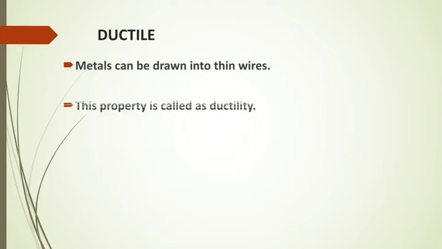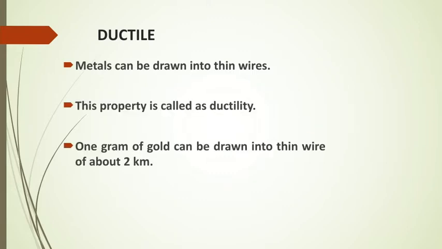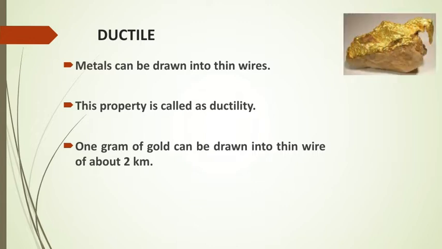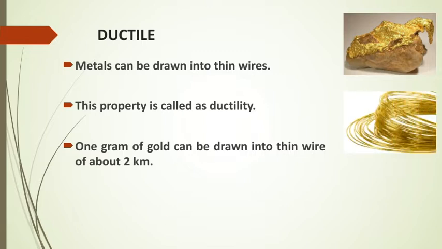Next, metals are ductile. Metals can be drawn into thin wires. This property is called ductility. For example, 1 gram of gold can be drawn into a thin wire of about 2 km. Initially, gold will be looking like this. By drawing into thin wire, we can produce gold coils. And this is another type of gold coil. So this property is called ductility.